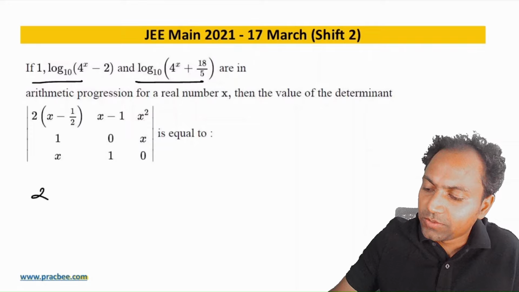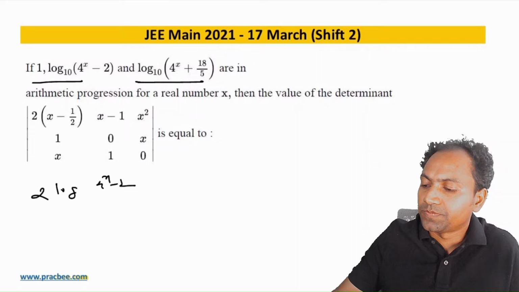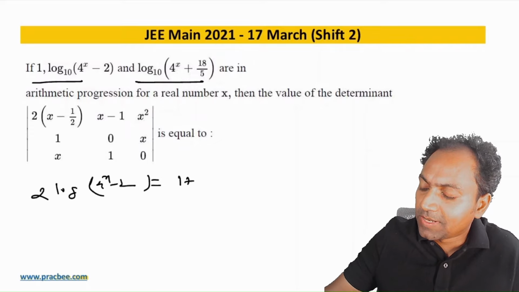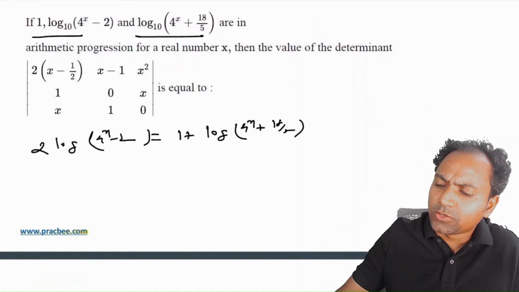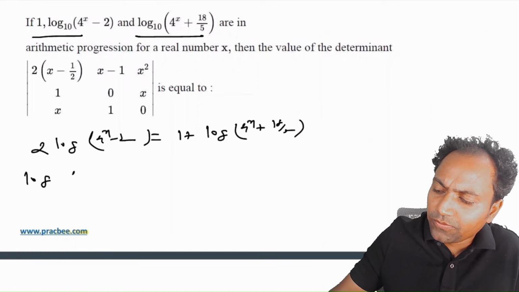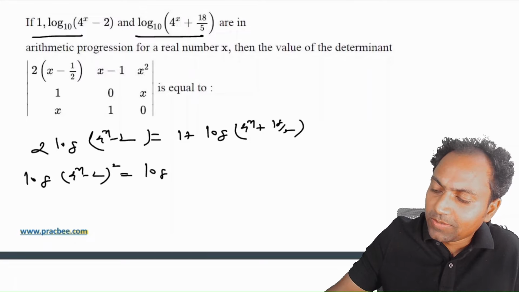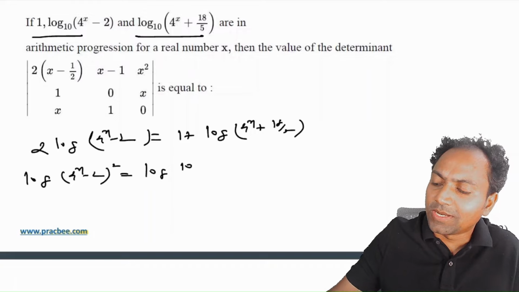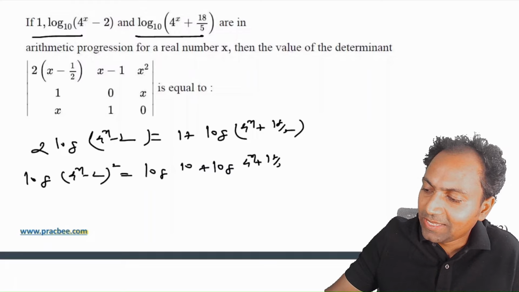So what we can do is we can write 2 times log of (4 raised to the power x minus 2) is equal to 1 plus log of (4 raised to the power x plus 18 by 5). If I apply the properties of log, this can be written as log of (4 raised to the power x minus 2) whole square. And this 1 also can be written as log 10 to the base 10. Here base 10 is not written, but it is assumed that the base is 10 only. So log of (4 raised to the power x plus 18 by 5).